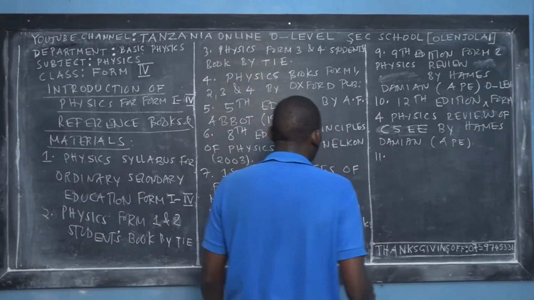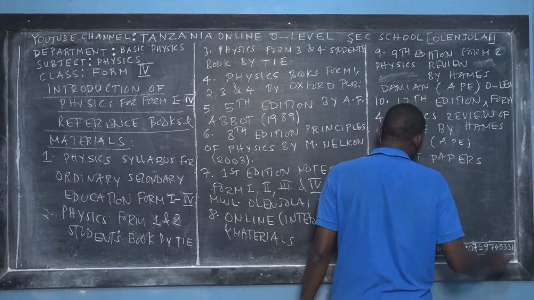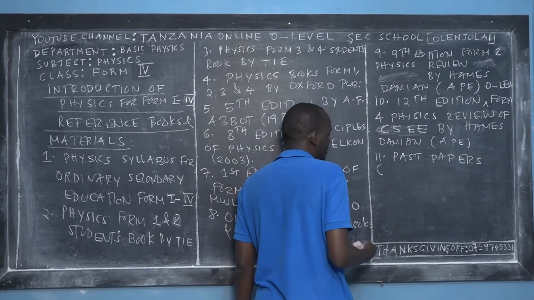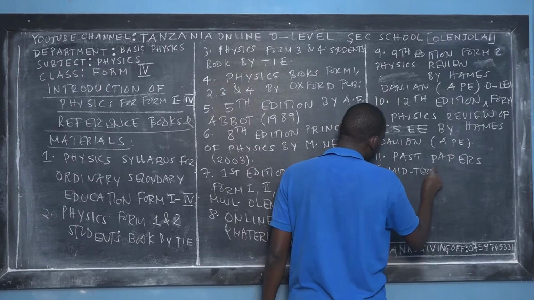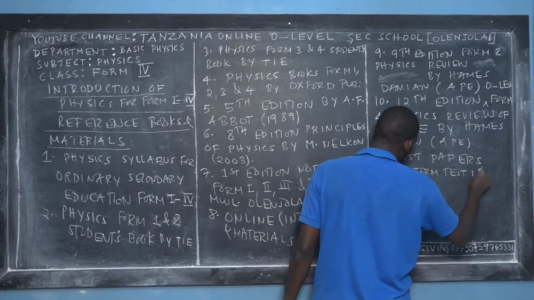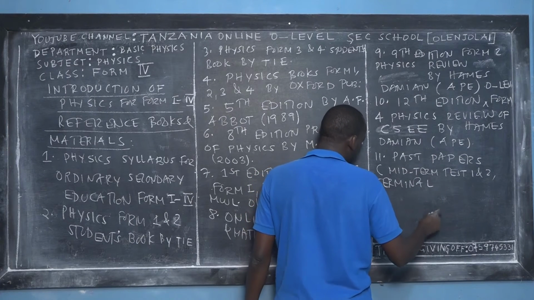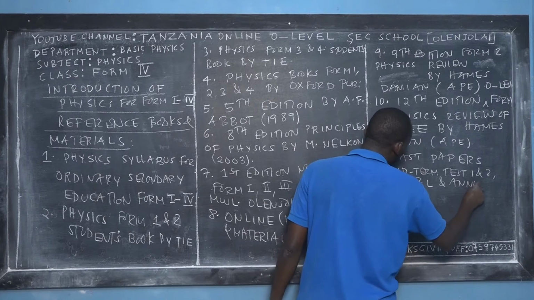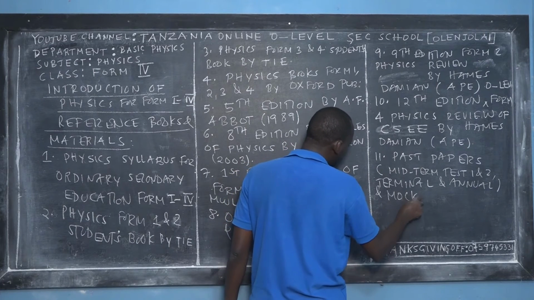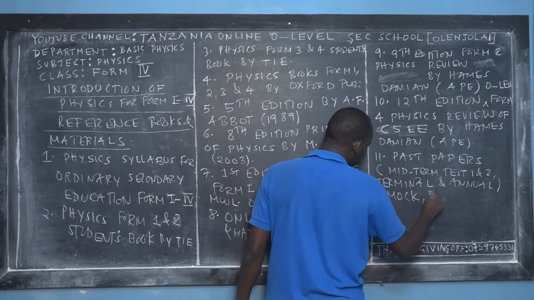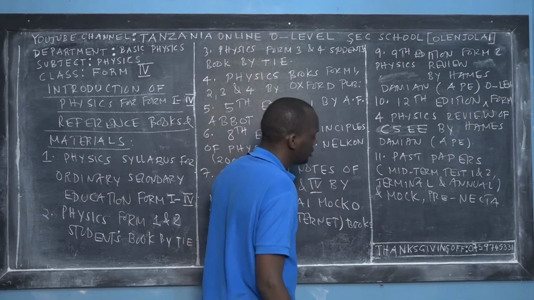Then another reference you can use is past papers of your school, so you can learn physics and master physics. In your schools, I know that you have midterm tests 1 and 2, and also I know that you are doing terminal exams, and also your annual exam, right? But you can also use the mock past papers and the pre-national past papers. Those are some of the past papers.